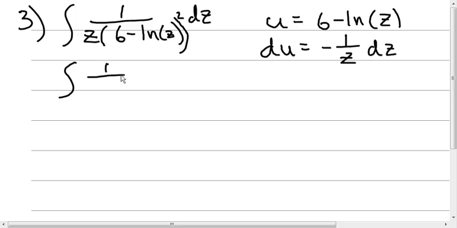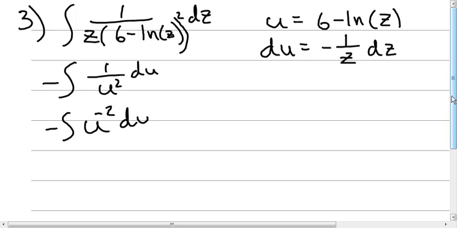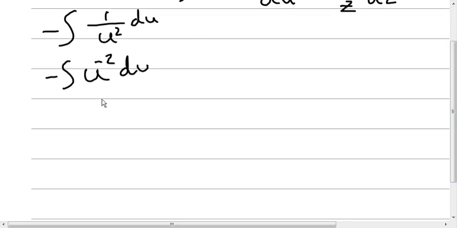Alright, so let's write out our new substituted-in form, and we get 1 over u squared du. But of course, this can be rewritten as, oh, wait a second. We didn't consider that minus sign. There's no minus in this term, so we've got to put a minus out front. And this should really be written as minus 2 du.